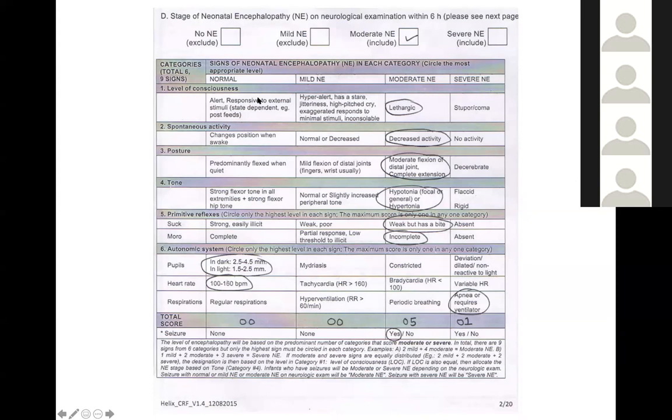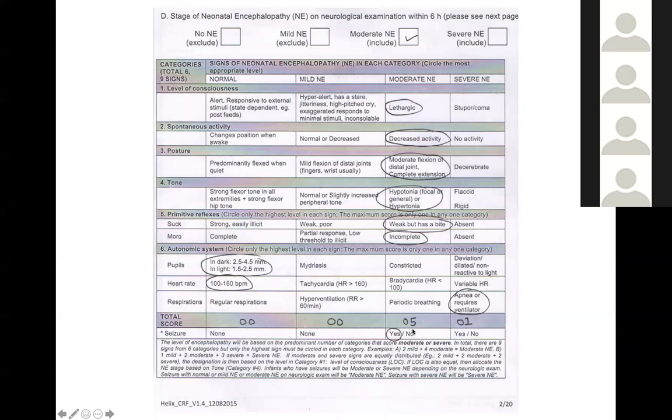So the first one, level of consciousness, they have circled lethargic. So that goes under moderate, one score here. The second, spontaneous activity, they circled decreased activity. So that's again one here. The posture, which is moderate flexion of the distal joint, complete extension. So again, you score one, so that's three.